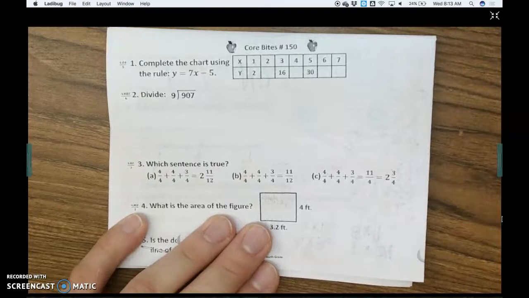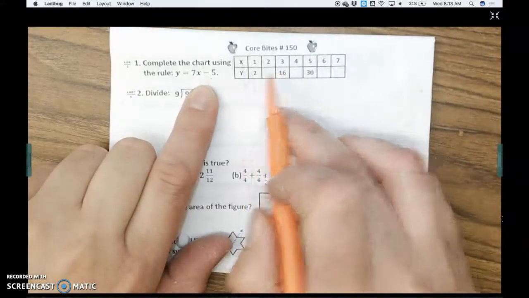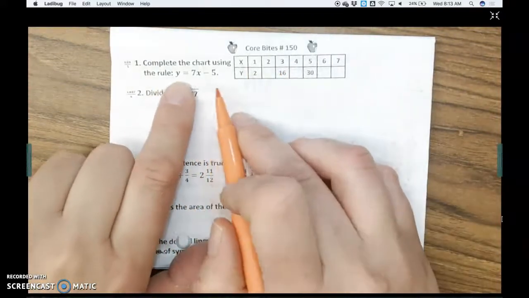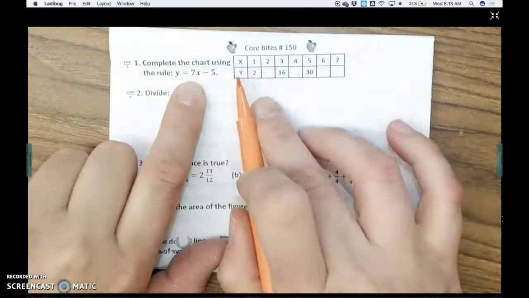The first one says complete the chart using the rule. So we have y equals 7x minus 5. You're just going to fill in the numbers based on the variable x or y. So y is going to be your answer, which is the bottom row. And then the top one, you just put it in.